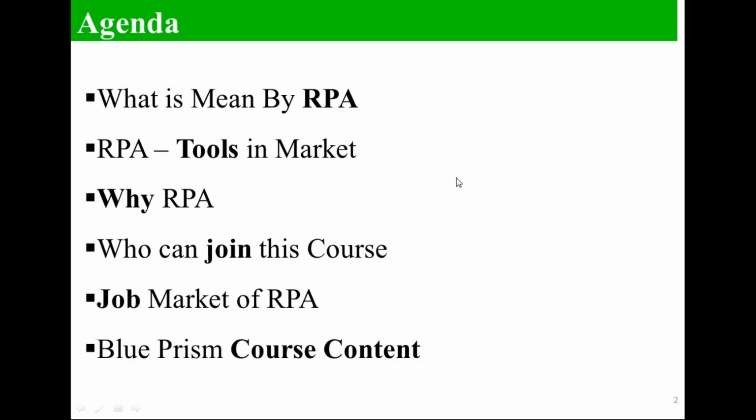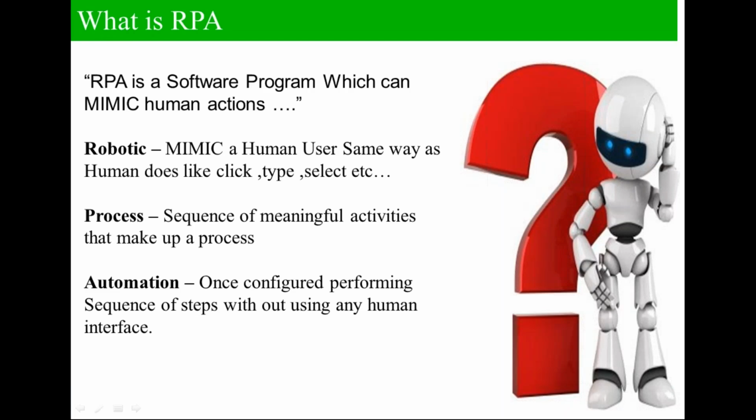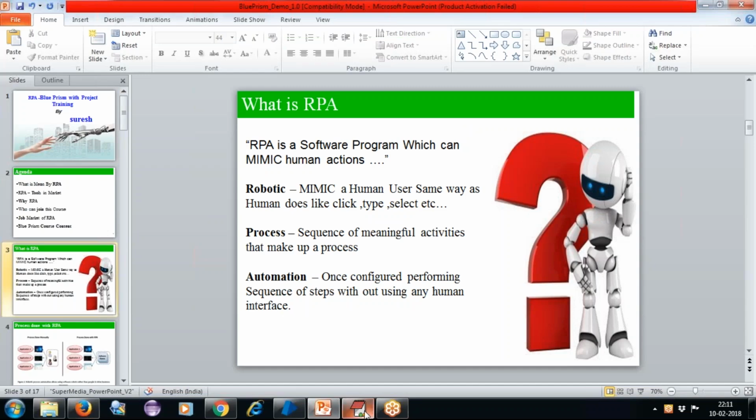The very first thing: if I take RPA as part of the definition, RPA is nothing but robotic process automation. As part of the definition, it says robotic process automation. What exactly does this mean? Let's understand clearly what exactly this RPA is here.